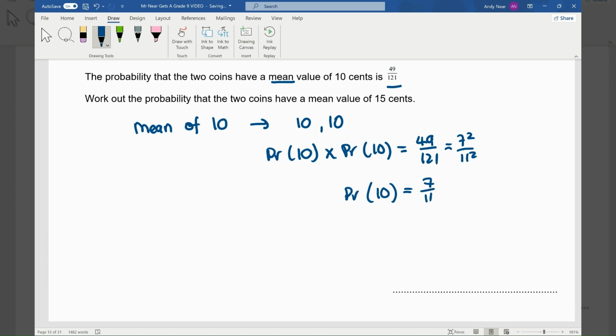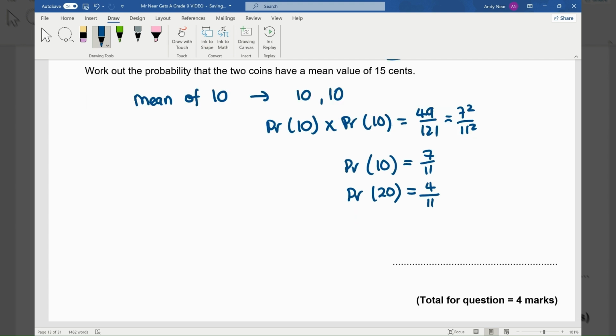That therefore means that because there are only 10 or 20-cent coins in the bag, the probability of a 20-cent coin is 4 out of 11. Notice it doesn't mean that there are 11 coins in the bag. There could be 22, for instance, but those are probabilities.